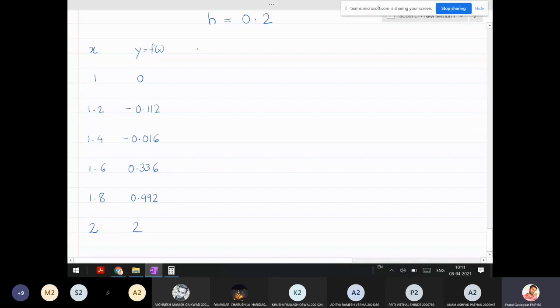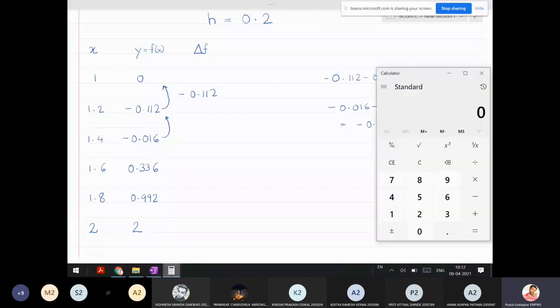Okay, now we will calculate delta f, the first difference. Now I will be using the calculator here. It is this minus this, so minus 0.112 minus 0, which is the same as minus 0.112 itself. So I will write here minus 0.112. The next difference is minus 0.016 minus of minus 0.112. This is nothing but minus 0.016 plus 0.112. So what is that equal to?